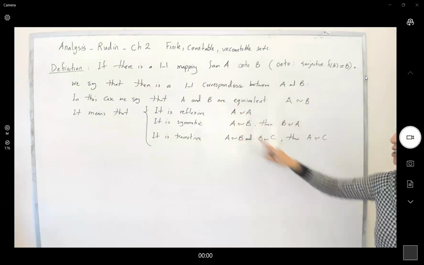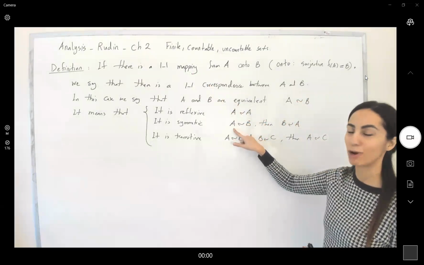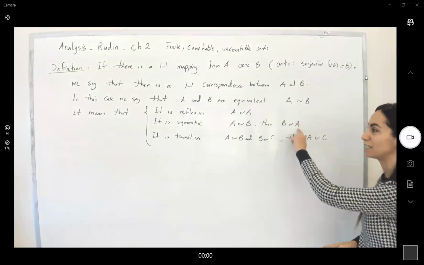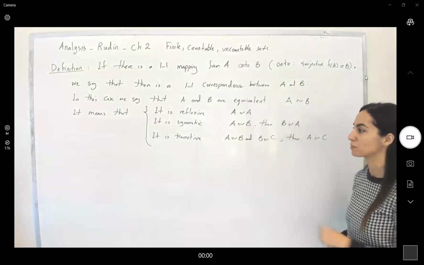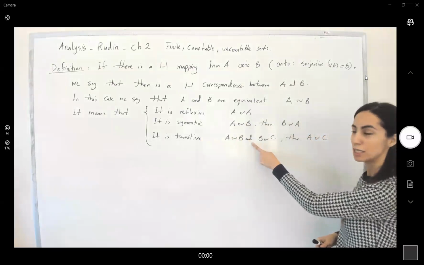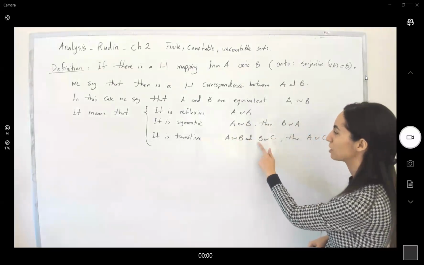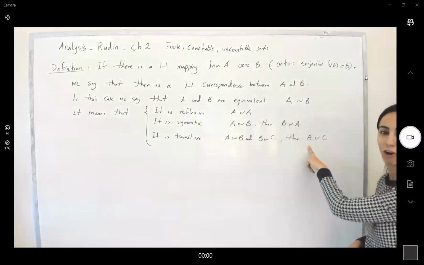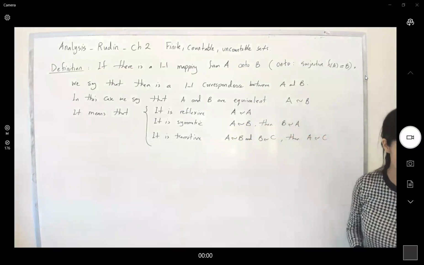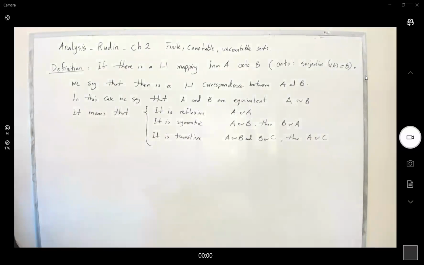If A is equivalent to B, it means that if we have a one-to-one correspondence function between A and B, then we can find a one-to-one correspondence between B and A. We have a symmetric relation. If we have a one-to-one correspondence between A and B, and also another one-to-one correspondence function between B and C, then for sure you can find a one-to-one correspondence between A and C. That's the meaning of that. Or we say that A and B are equivalent to each other.